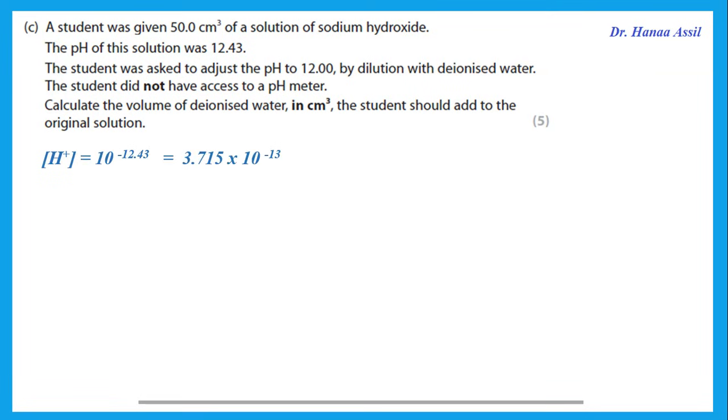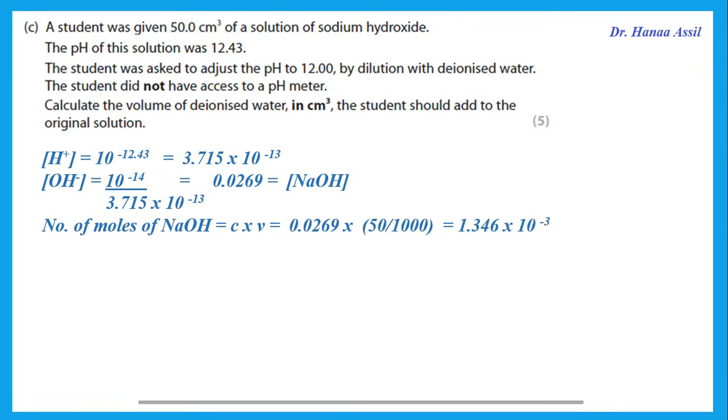So, concentration of H plus is 10 to the minus of the pH. So what we started with was pH 12.43. So my initial concentration of H plus ions was this. And that means the concentration of OH minus is 10 to the minus 14 over that. So this is the concentration of the OH minus in the original solution, and that would be the same as the concentration of sodium hydroxide. Now that means that the number of moles of sodium hydroxide that we have, concentration times volume, is this number of moles.